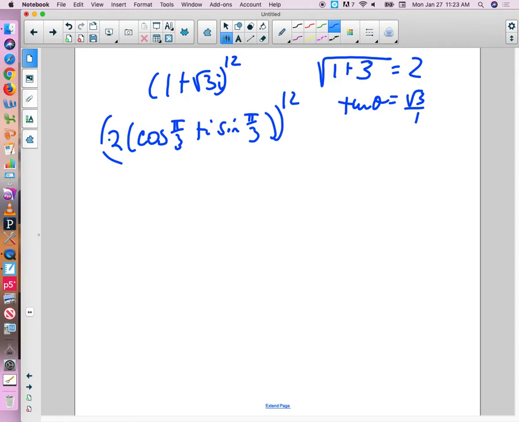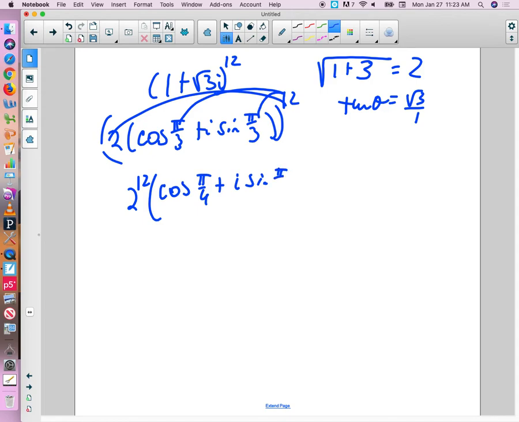Now, to raise all of this to the 12th power, I can use my trick. I can say 2 to the 12th, because when I was multiplying, remember you multiply all your things in the front, and then you were adding all of your angles. That's why I'm going to say 12 times pi over 3. So I'll get 12 pi over 3, i sine of 12 pi over 3. Isn't that beautiful? It's a whole lot better than all that FOIL. And now if you want the answer back in rectangular form, do you see you just multiply those?